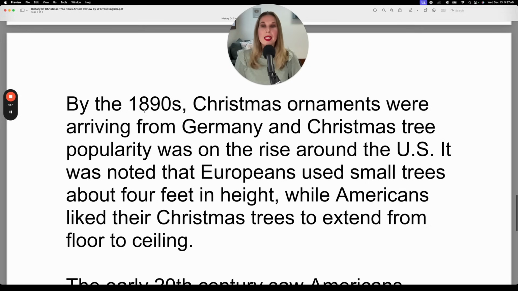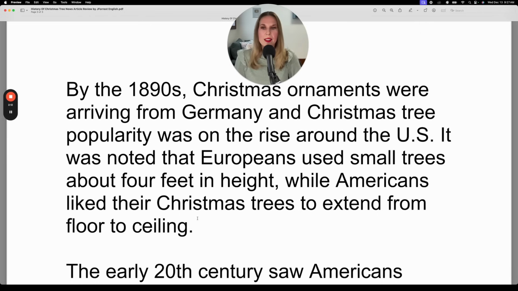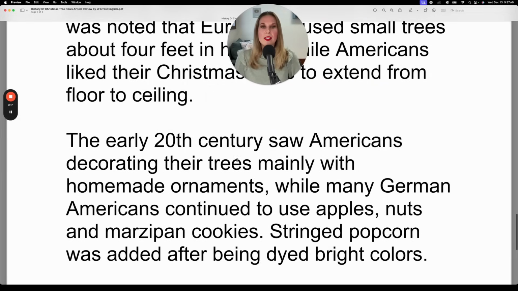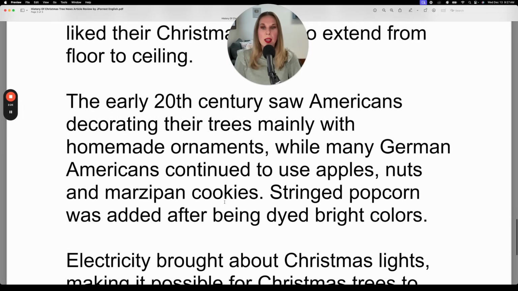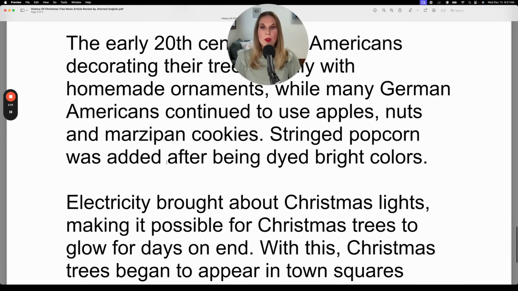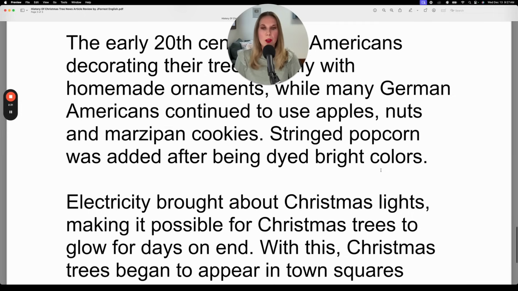As early as 1747, Germans in Pennsylvania had a community tree in the form of a wooden pyramid decorated with candles. By the 1890s, Christmas ornaments were arriving from Germany, and Christmas tree popularity was on the rise around the US. It was noted that Europeans used small trees about 4 feet in height, while Americans liked their Christmas trees to extend from floor to ceiling. The early 20th century saw Americans decorating their trees mainly with homemade ornaments, while many German Americans continued to use apples, nuts, and marzipan cookies. Stringed popcorn was added after being dyed bright colors.